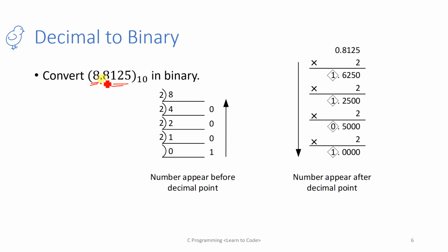Okay, similarly this part 0.8125, you have to multiply it by 2. So by multiplying this, you will get 1101. So finally what you will get? You will get the result 1000.1101. Remember, whenever you calculate the value after the decimal point, you should read the value from top to bottom, and before the decimal point you have to read the value from bottom to top. That is how you will convert a decimal number to its equivalent binary number.